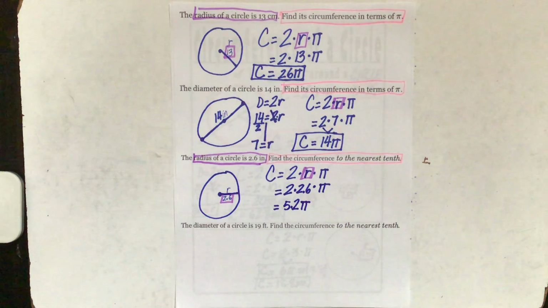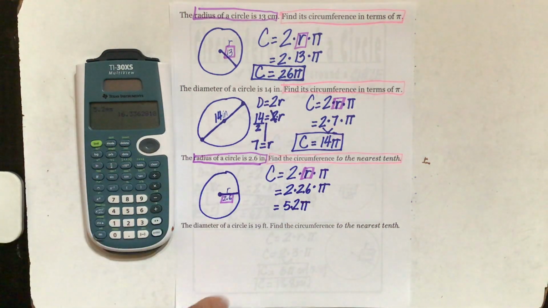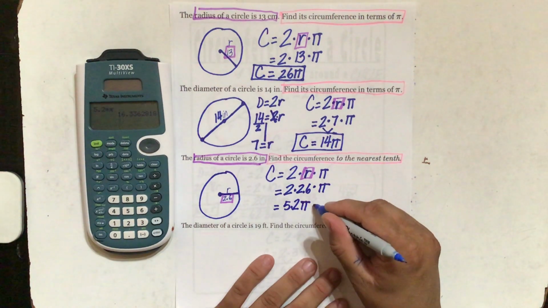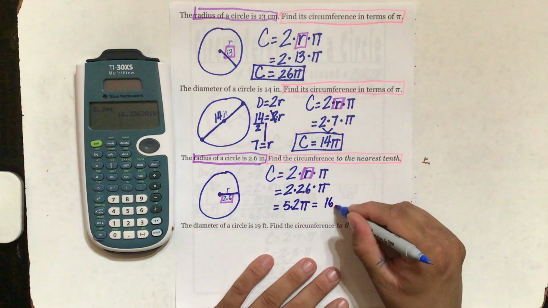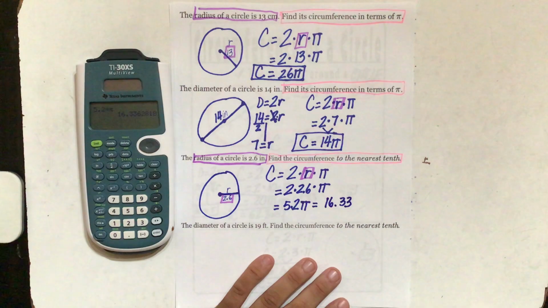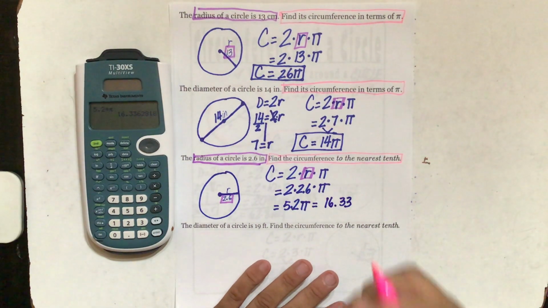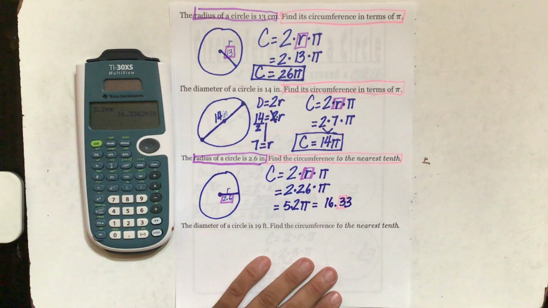So you need to pull up your calculator on the top of Delta Math, and you need to put in 5.2 times pi is equal to 18.336. But I'm only going to the 10th place, so I'm only going to go 16.3, because my 10th place is one number after the decimal. So one number after the decimal is 3.